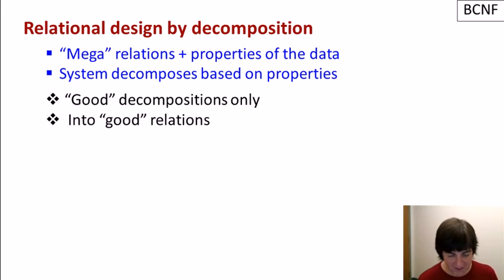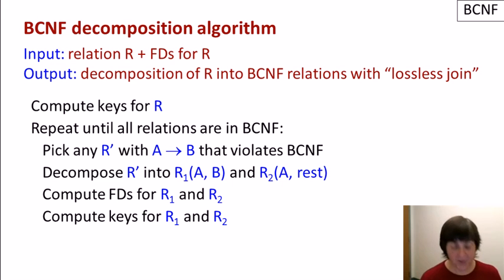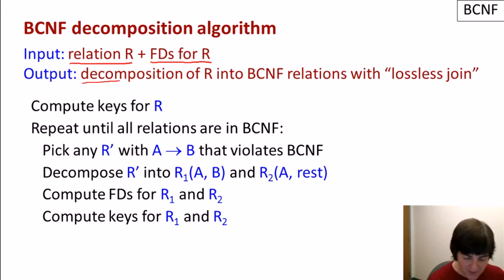So here we are again talking about our decomposition process. So now we know what good relations are. They are in BCNF. And we saw earlier what good decompositions are. So now we're going to give an algorithm that's going to perform good decompositions, and those decompositions are going to yield decomposed relations that are in Boyce-Codd normal form. So here's the algorithm. The input is a relation R and the set of functional dependencies for that relation, and the output is going to be our good decomposition into good relations. So let's just go through it step by step.